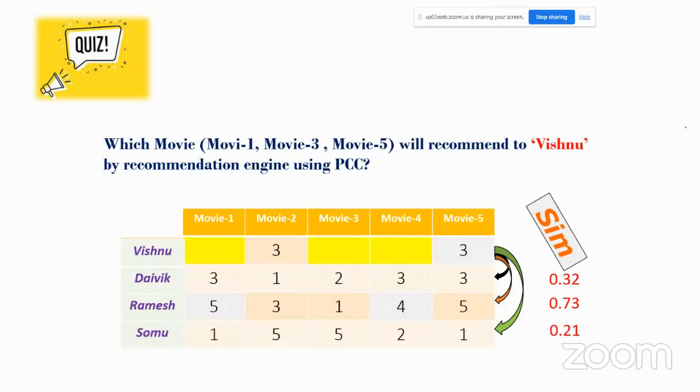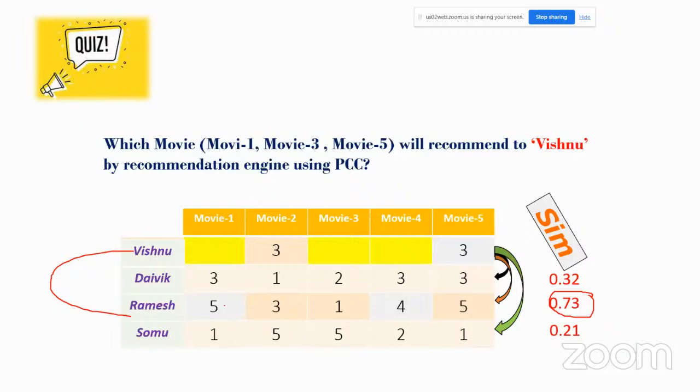So as you can see here, out of these three similarities, Vishnu to Daivik 32%, Vishnu to Ramesh 73%, Vishnu to Somu 21%. Out of this, the highest similarity is 0.73, that is the similarity between Vishnu and Ramesh, because they have more similarity when compared to Vishnu-Daivik and Vishnu-Somu. Now, whatever rating given by Ramesh to movie 1, movie 3, movie 4, same thing we can consider for Vishnu's movie 1, movie 3, movie 4 rating.